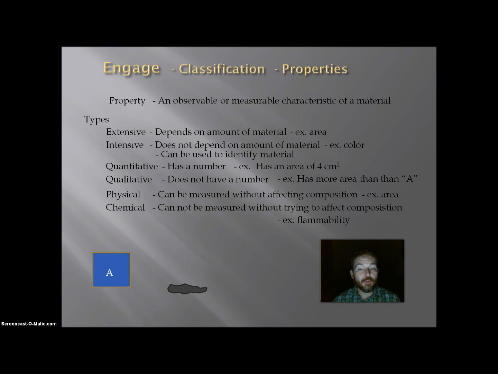By attempting to set both materials on fire, we can see A was not changed, so it is not flammable. But I could not tell that unless I tried burning it. When I look at B, B changed. B is flammable, and the composition was changed in measuring that property. So those are our distinctions between properties. Properties can be extensive or intensive, quantitative or qualitative, physical or chemical. This ends the module on properties.